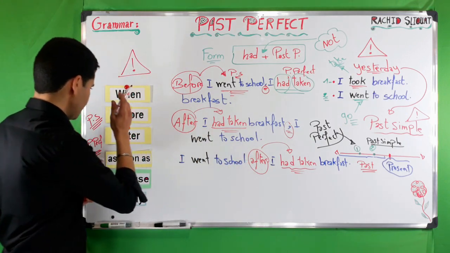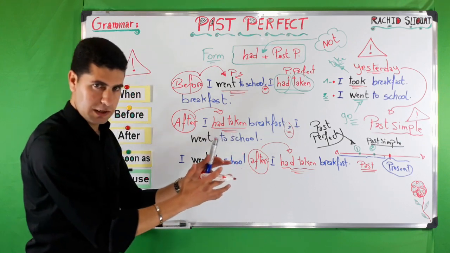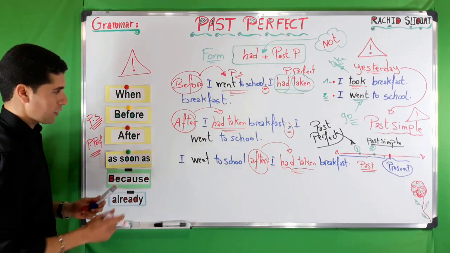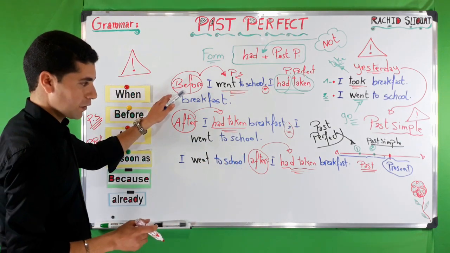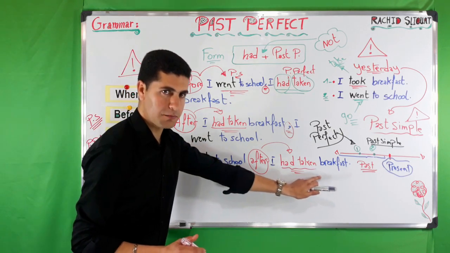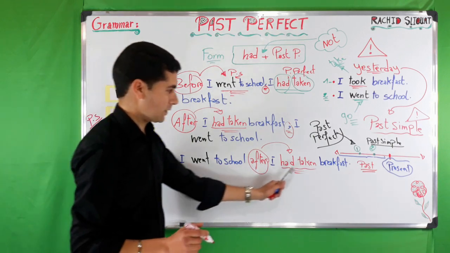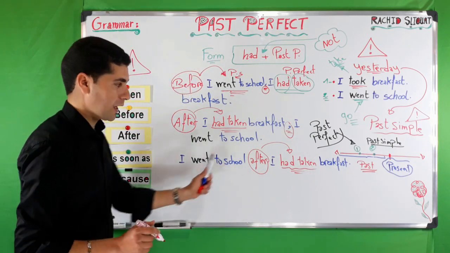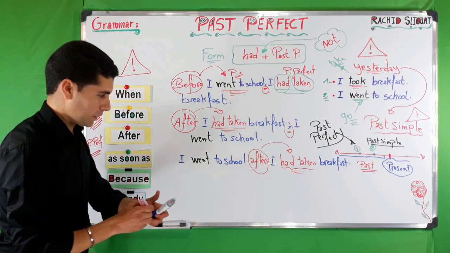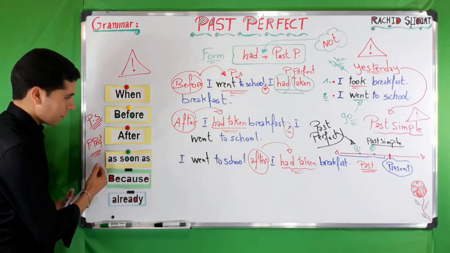As I said, these words can either be in the beginning or in the middle, as I have just shown you here. So with before, for example, what are we going to say? We say I had taken breakfast before I went to school. So these words can either be in the beginning or in the middle. Now let's take, for example, as soon as.